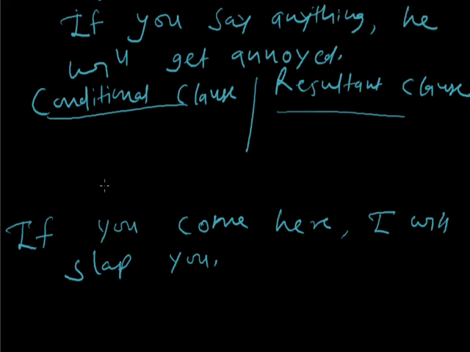Well, let's learn what form of verb should be used in conditional sentences. Well, there are two clauses. The first clause is the conditional clause. In this, we are using the first form of the verb. We'll add s or es if necessary, and in the resultant clause, we use will plus first form.